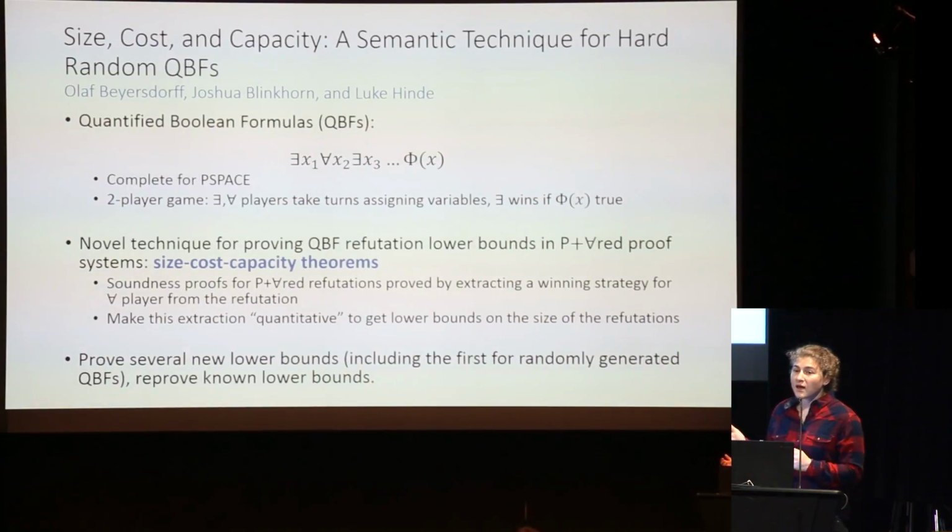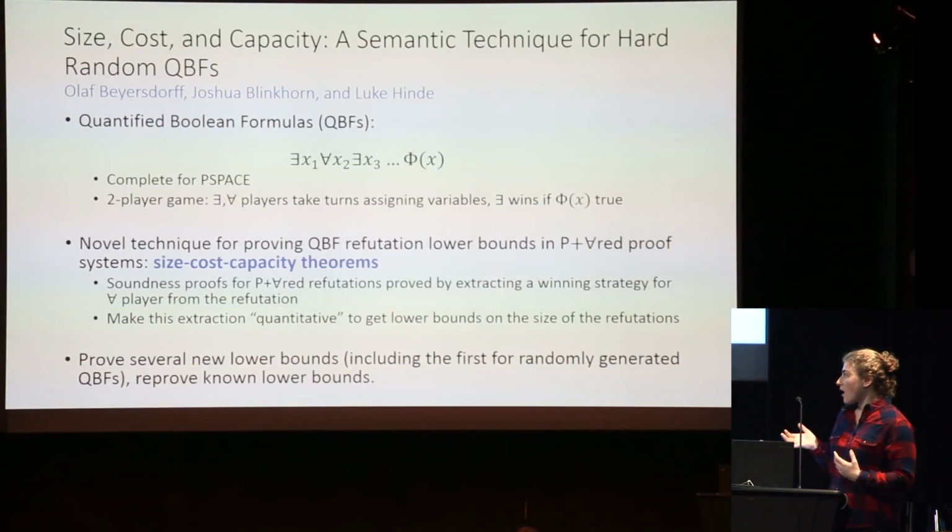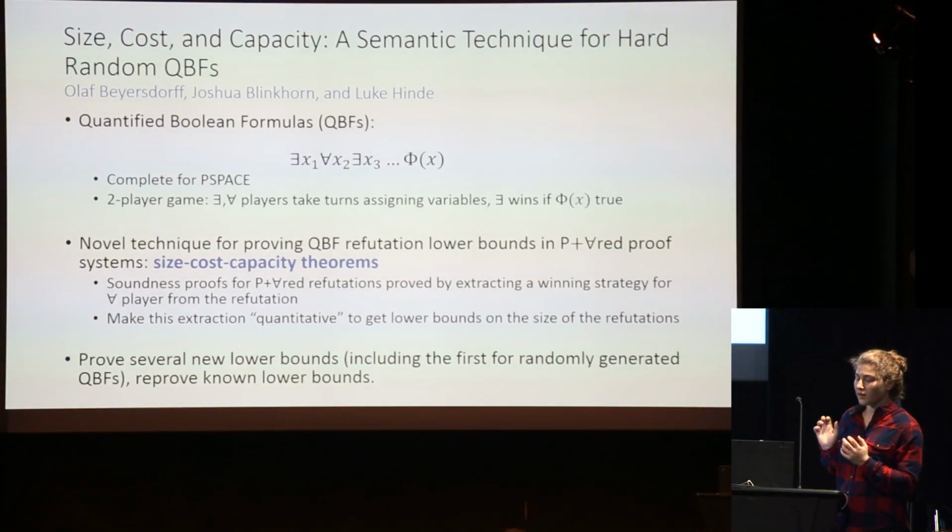And here what the authors do is, I'm not going to say anything very precise, I'll leave that to the next speaker, but basically they make the extraction of the strategy quantitative in some way, and this gives them a lower bound on the size of the refutation. So they're able to show that if you want to refute a QBF, you have to use a refutation of size at least something in your specific proof system. Then they use this technique to prove several new lower bounds, including the first one for a certain family of hard randomly generated quantified Boolean formulas. And they also reprove some known lower bounds in a cleaner way.